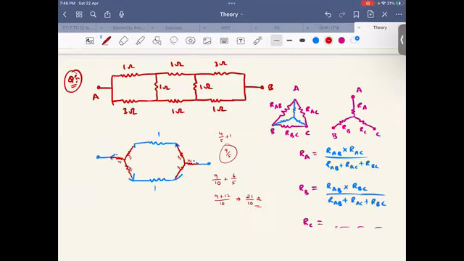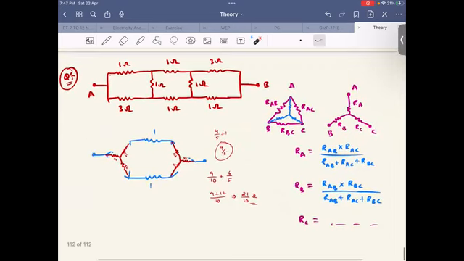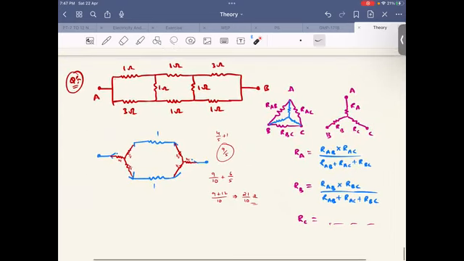So this thing you have to remember: how to convert star into delta. In some good questions, it is very useful. I hope everyone understood this one. After converting delta into star, it became so easy. Now we are able to see simple series-parallel circuits, and we simply added them to get the final answer. It's very easy after that, right?